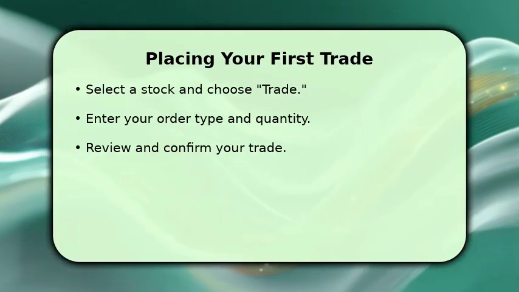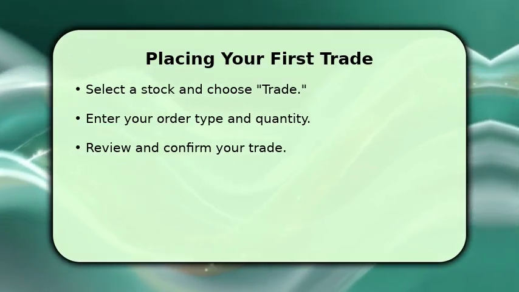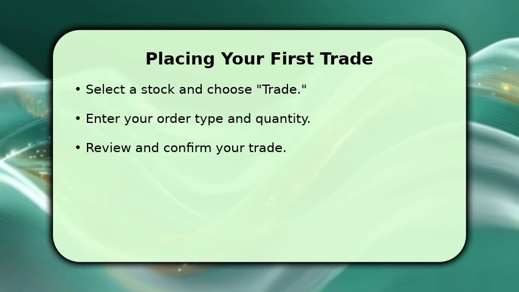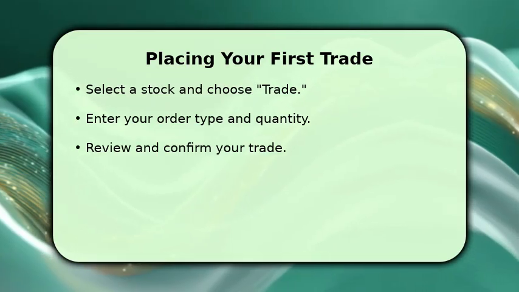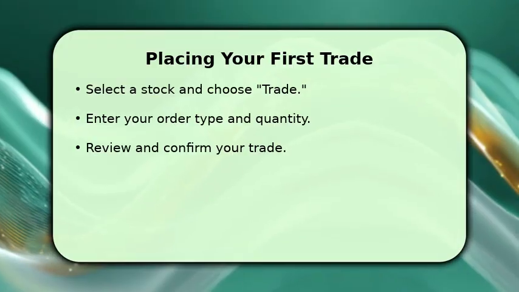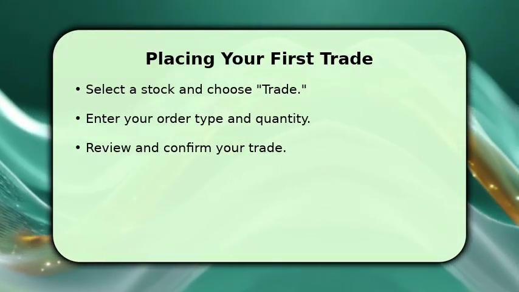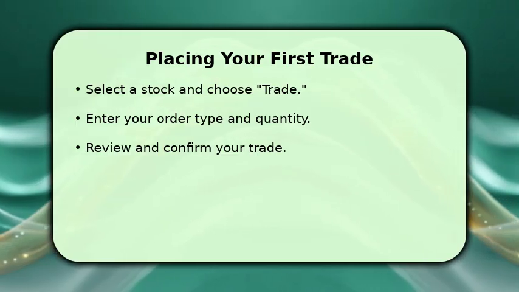Ready to place a trade? After researching a stock, tap the Trade button. You'll then choose your order type, such as a market order for immediate execution or a limit order to specify a price. Enter the number of shares you wish to buy or sell. Always double-check all the details on the confirmation screen before submitting your order. It's a straightforward process once you understand the options.